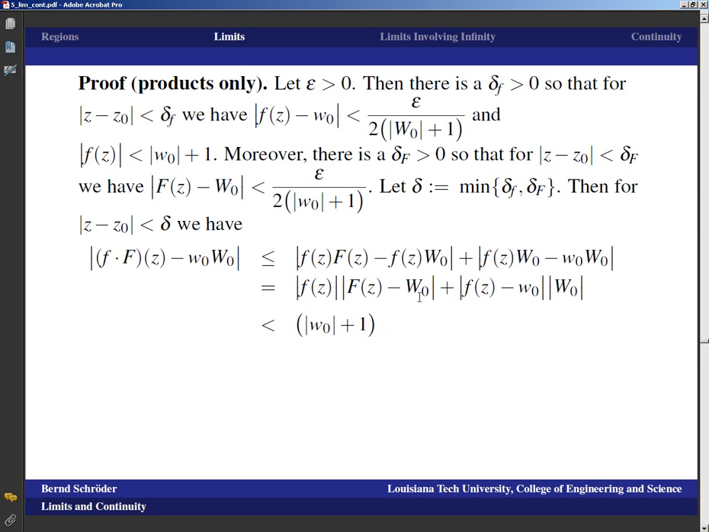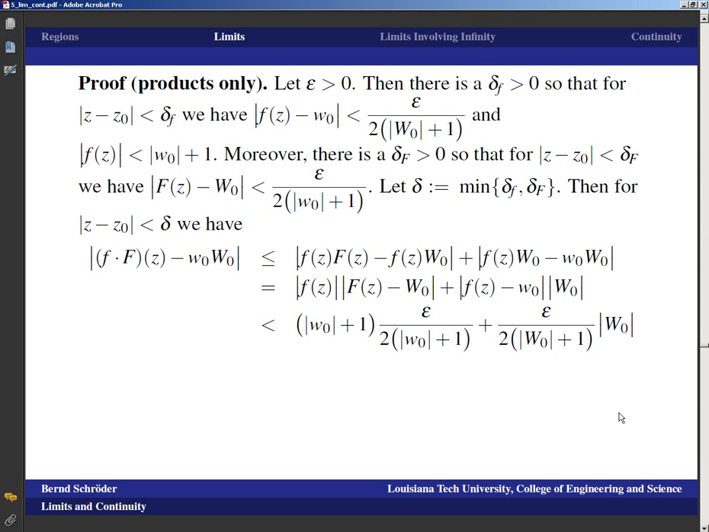Capital F of z minus capital W0, well, that's smaller than epsilon over 2 times (the absolute value of W0 plus 1). So we get that. Lowercase f of z minus lowercase w0 is smaller than this thing here, which is epsilon over 2 times (the absolute value of capital W0 plus 1). And the absolute value of w0 here just stays with us.